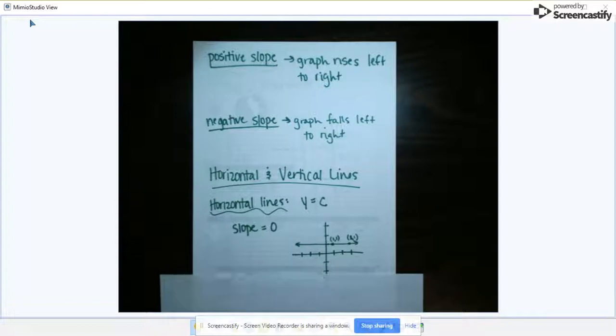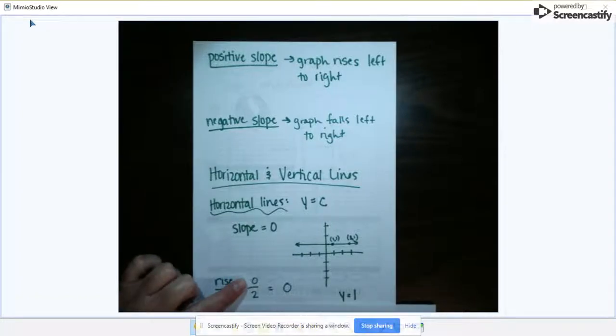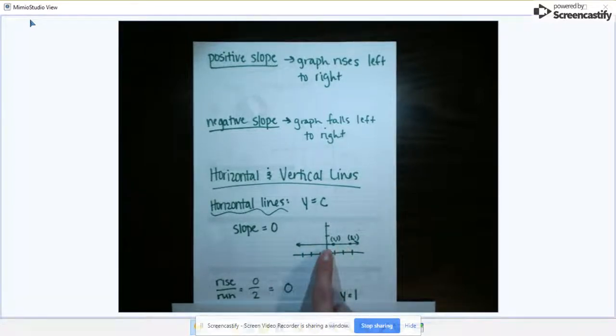So let's take a look at this example. Here I have graphed a horizontal line. We're going to go ahead and look at calculating that rise over run. Well, if I go from this point 1, 1 to 3, 1, I have not risen at all. So my rise would be 0, and my run is 2. And anytime you have 0 on the numerator, you have a slope of 0. 0 divided by anything is 0. So that is a justification or an example as to why our slope is always 0 for any horizontal line. And this line, the equation is y equals 1 because it goes through 1 on our y-axis.